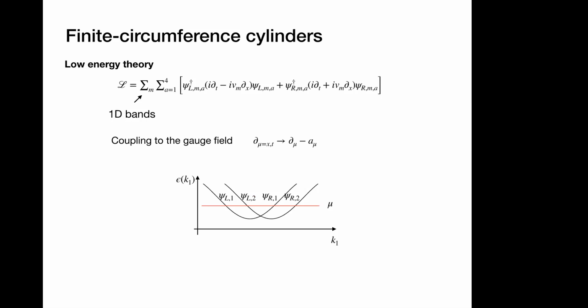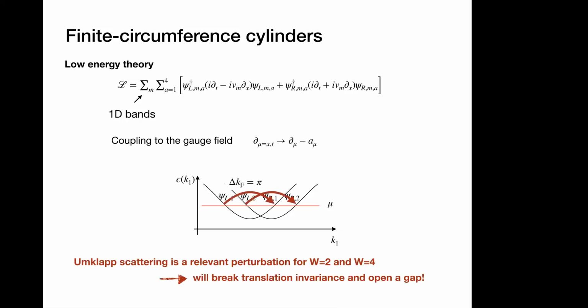But in addition, going again beyond mean field, we would like to understand what the possible symmetry allowed perturbations to this state are. It turns out that for the case of width 2 and 4 cylinders, there is an allowed Umklapp scattering, which is relevant in the RG sense, just because the distance between the Fermi points turns out to be pi. So one could write a relevant Umklapp scattering term.